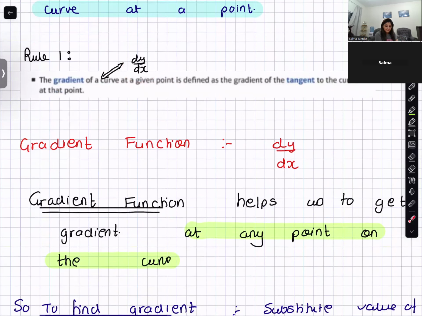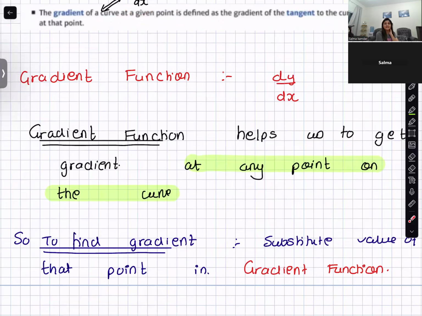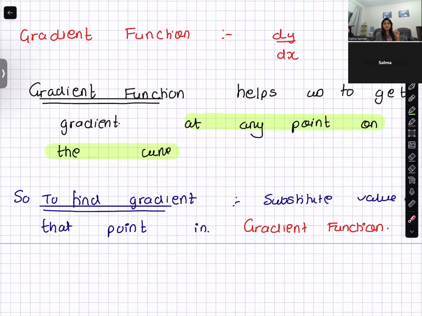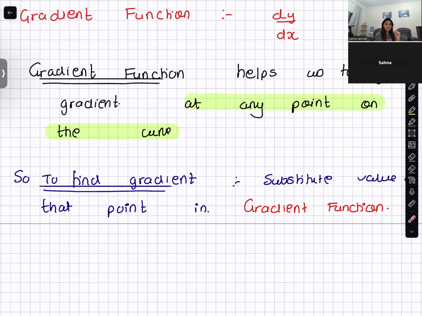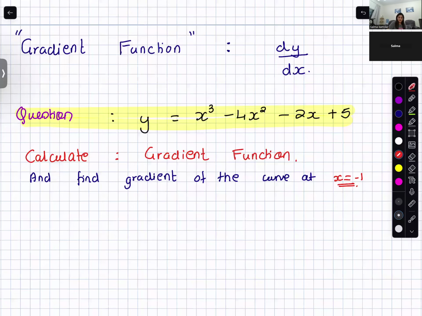Okay, let's take an example. My gradient function would be dy by dx. The gradient function helps us to get the gradient at any point on the curve. To get the gradient at any point on the curve, you just need to substitute the value of that point in your gradient function. Now let's take this with an example. I know my gradient function would be dy by dx.